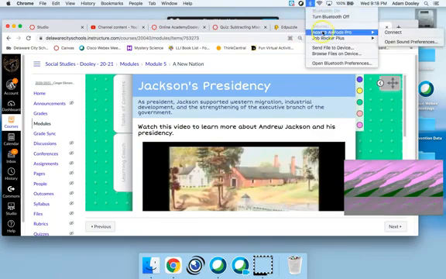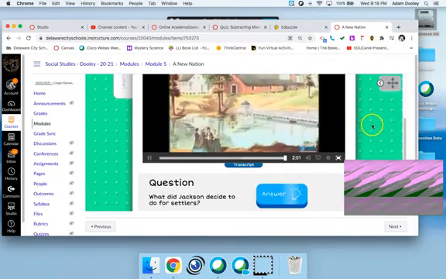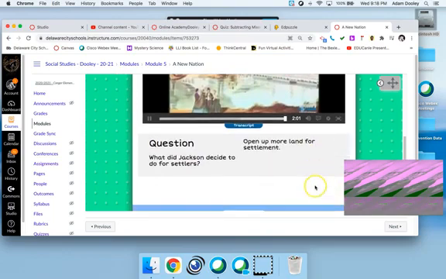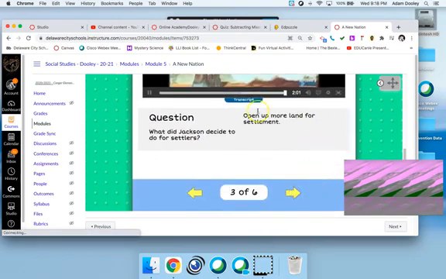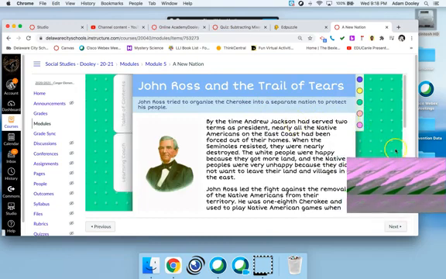Alrighty, so you can see his hot temper a little bit there and defying what the Supreme Court said he should do. What did Jackson decide to do for settlers? He opened up more land for settlement, but also caused a lot of problems as a result.